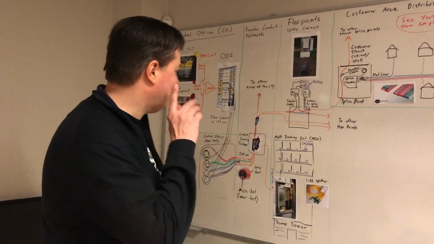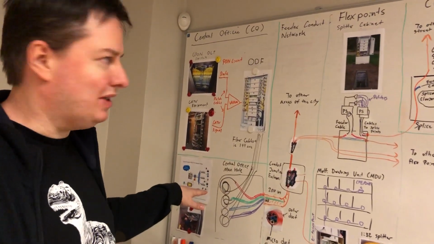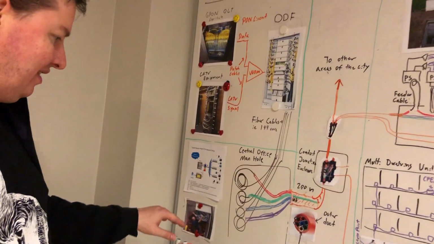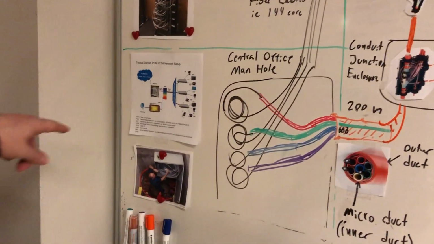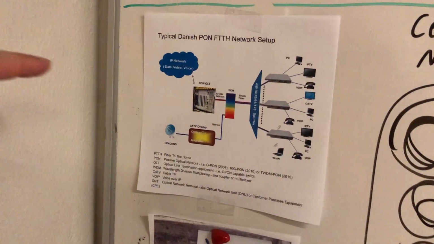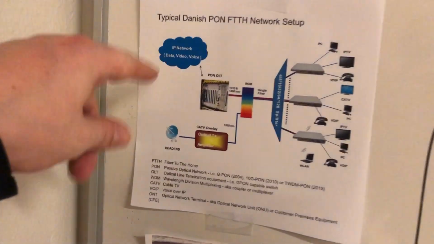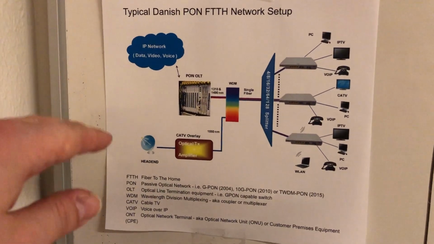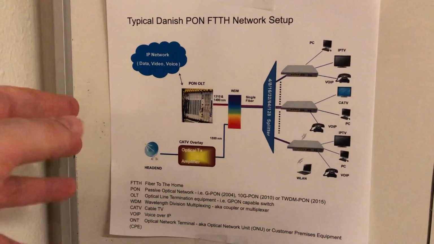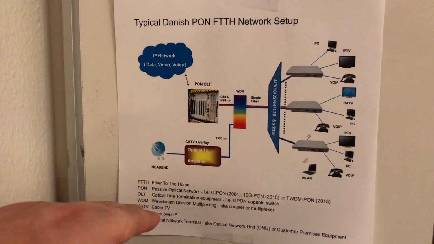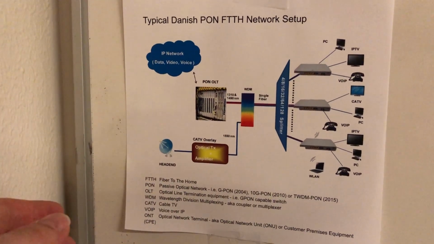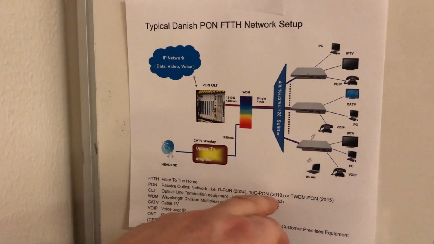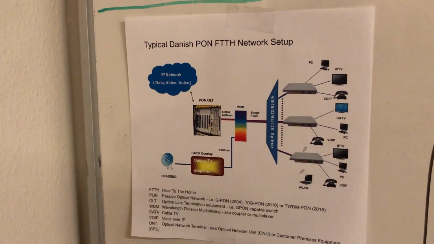So I have tried to create an overview of how the network is done here in Denmark, and I think we should start with this. Here you can see the typical way a fiber to the home network is rolled out in Denmark. In Denmark, the most used technology is something called PON, Passive Optical Network, and it's a standard. It comes in different flavors, GPON and 10G PON, which differ in the speed of the connections.